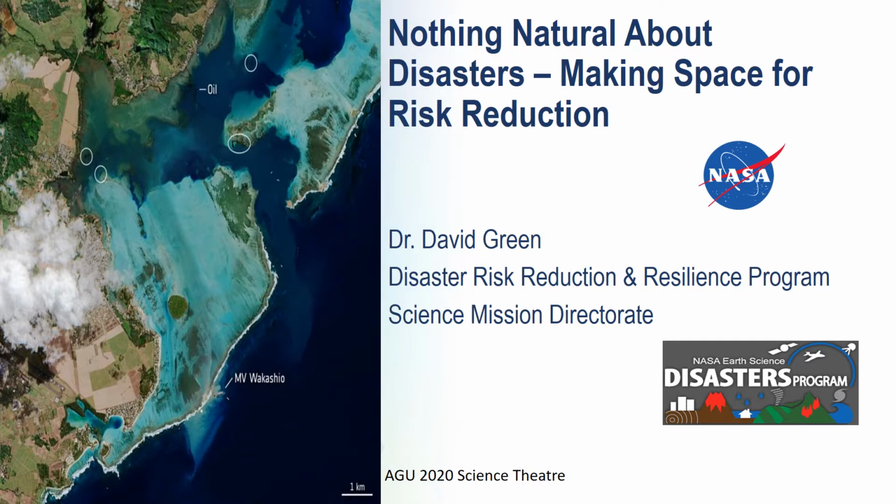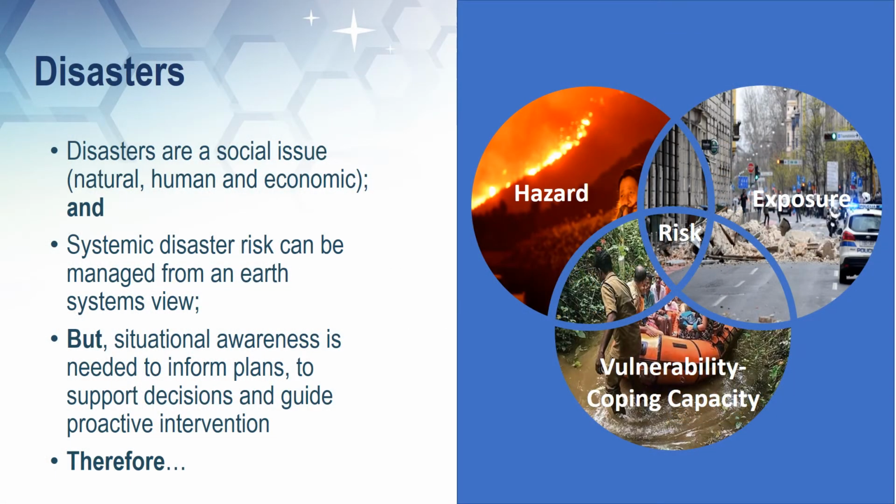It has been quite a year. One of the things we learned is that there is very little natural about disasters. Making space for disasters means recognizing that disasters are a social issue. It is the change and the interplay between our natural world, our human ecosystem, our economies. And this systemic disaster risk can be managed, but it takes an Earth systems view to put the pieces together.